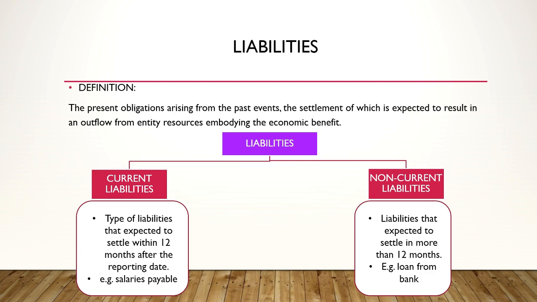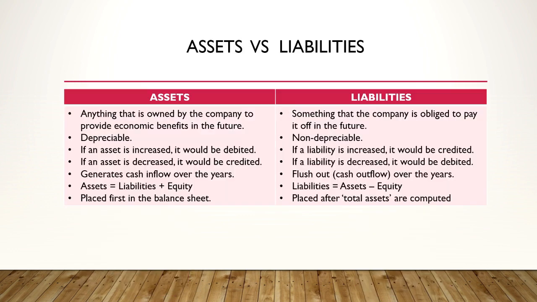The difference between assets and liabilities. Assets are anything that is owned by the company to provide economic benefits in the future. It is depreciable. If an asset is increased, it will be debited. If an asset is decreased, it will be credited. It generates cash inflows over the years. It is placed first in the balance sheet.